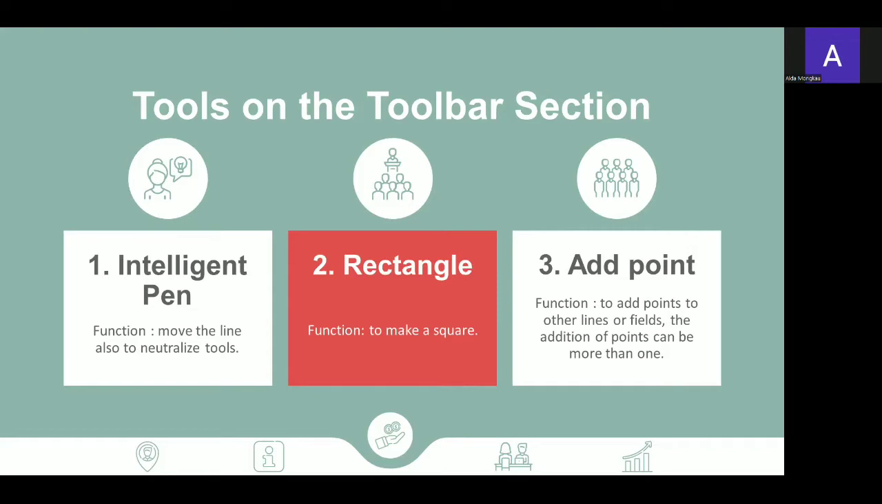The addition of points can be more than one. And how to use it? Click the Tools Divide logo, then select the Point tool logo. Hover the cursor over the line you want to put a point on, at the desired size.